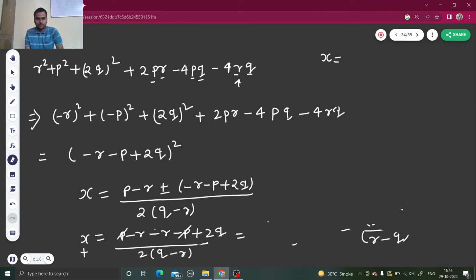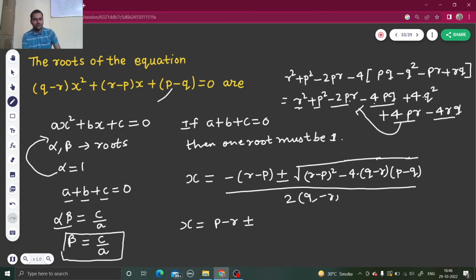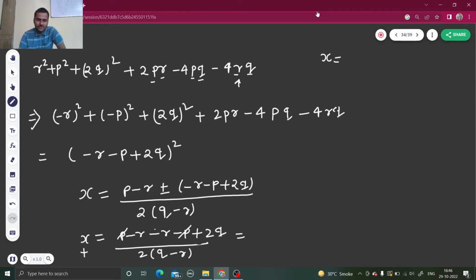So the moment I got q plus r, q minus r, I was in confusion, because one root should be 1, and the other root seems from the equation should be p minus q by q minus r. That is in my mind. I am just solving to show you that we can get it by both the methods. So here 2 I can take common, q minus r, and the denominator is also this. So one root we have got as 1.